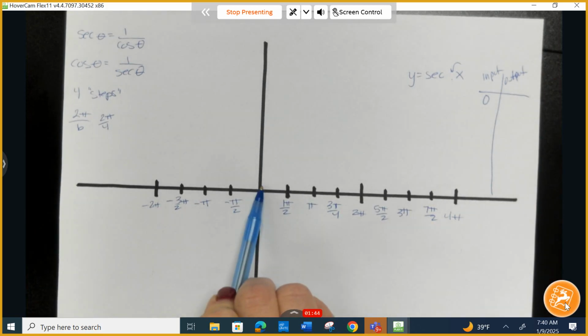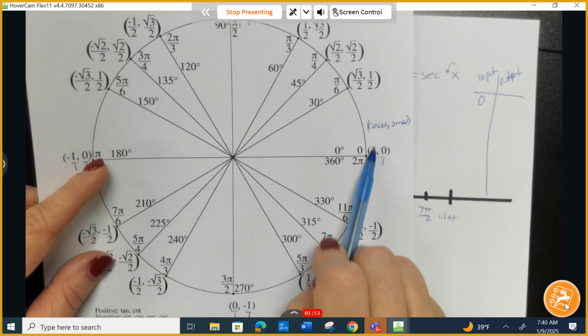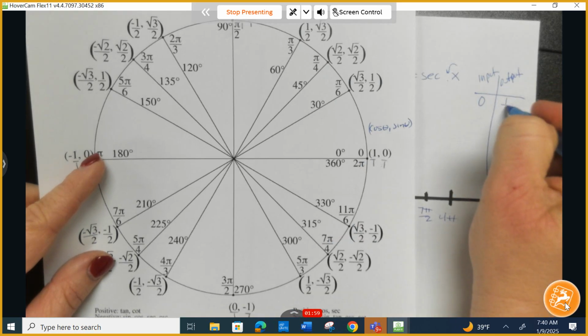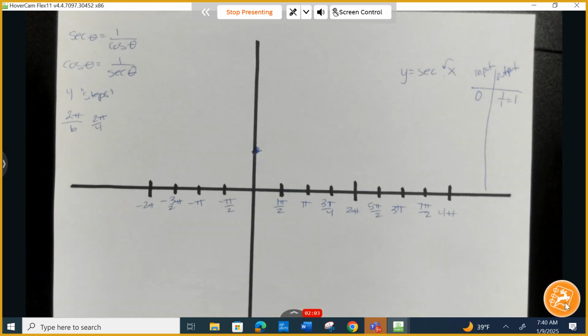So at 0, we know the relationship between cosine and secant. So cosine is going to be our first value. So cosine here, 1 divided by 1. Now what's the reciprocal of 1 divided by 1? It's simply 1. So I'm going to go up to 1 and make my dot.